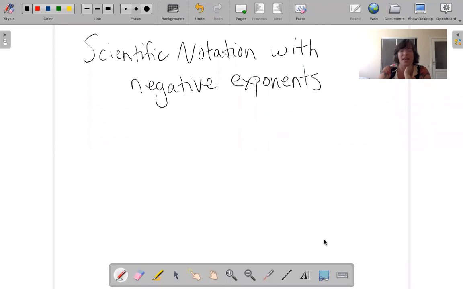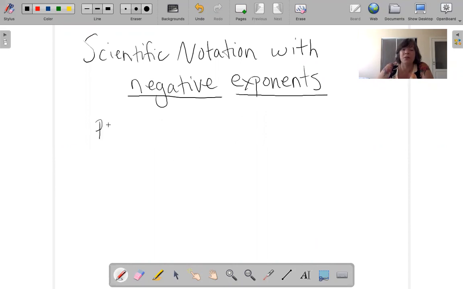Okay, today we're going to cover scientific notation with negative exponents. What does that mean, Mrs. Givens? First, we're going to cover negative exponents.